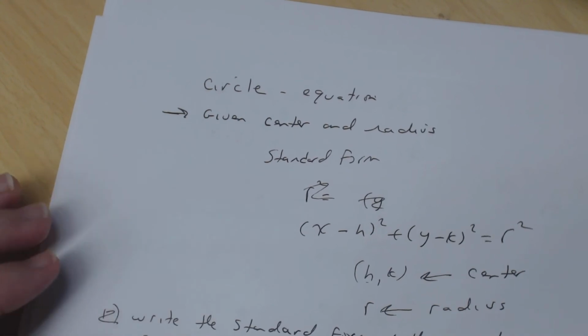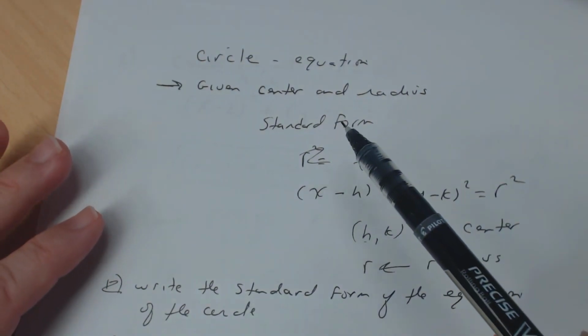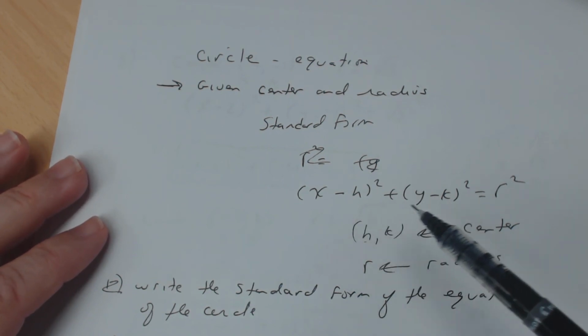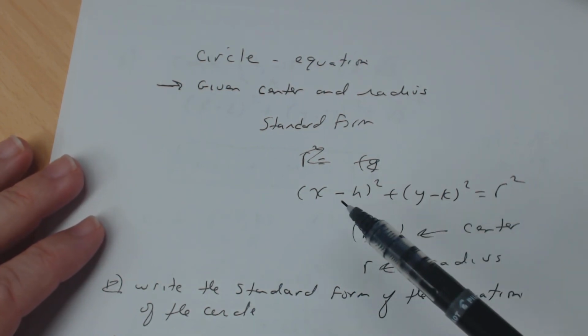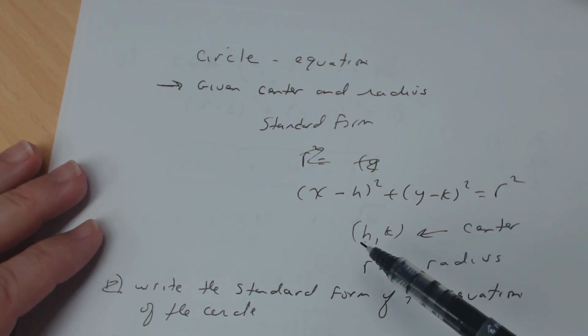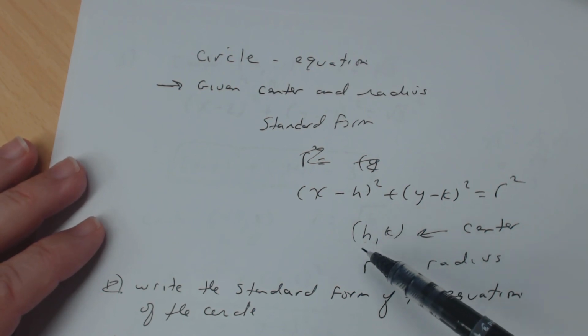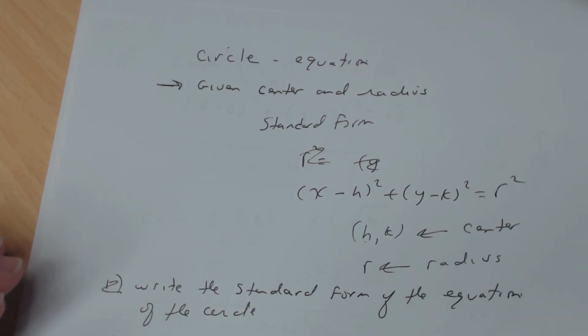So just remember, all we did here was just given the center and the radius, we just wrote the equation in standard form. So this is the standard form of a circle. X minus h squared plus y minus k squared equals r squared. And so the center has coordinates h, k. So h is your x coordinate, k is your y coordinate, and the radius is just r. And that's all that is.